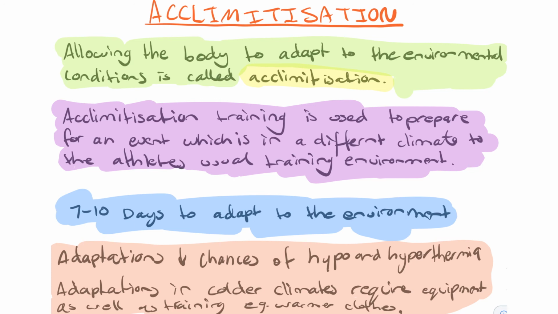And with adaptations in colder climates, we need to remember that equipment as well as training needs to be used. So, for example, warmer clothes. So let's say I was going over to Banff, Canada, to compete in the winter. I'm not going to go over there and wear the same clothes I'm going to wear in Sydney's summer. I need to actually take warmer clothes with me, which will help my body stay warm and keep my core temperature at optimum. So there's lots of things to think about with acclimatisation, but the key things are that you need to be exposed to that climate 7 to 10 days beforehand to see adaptations start to take place.